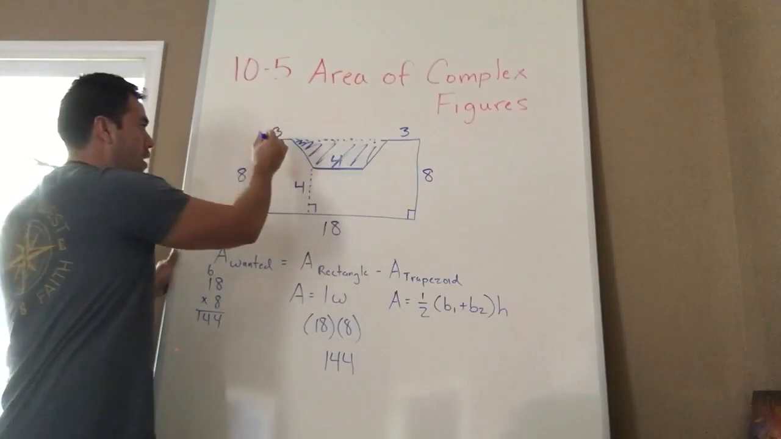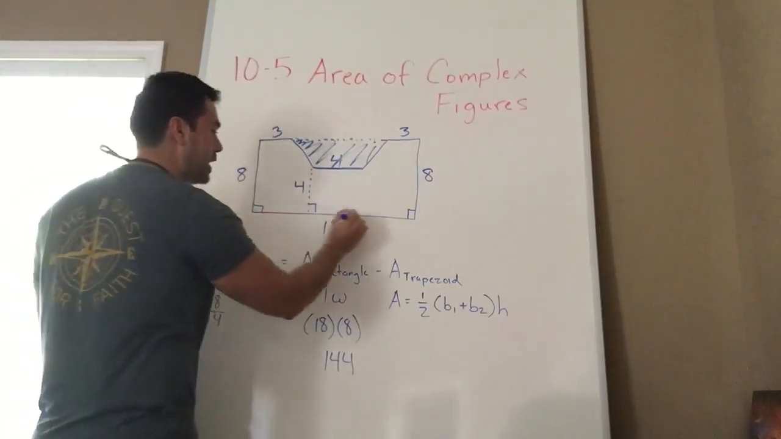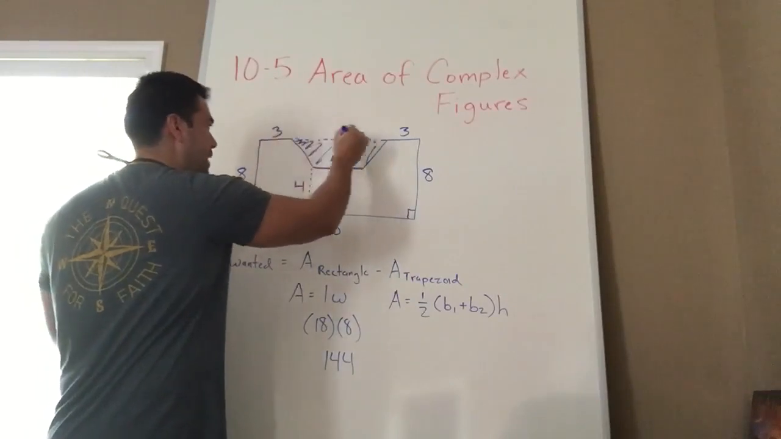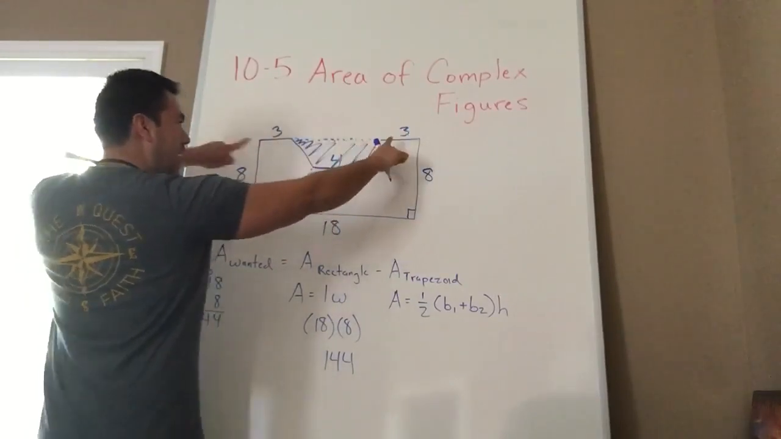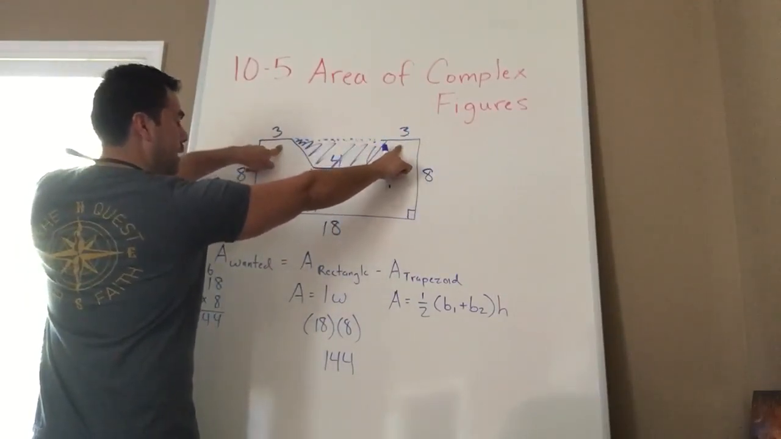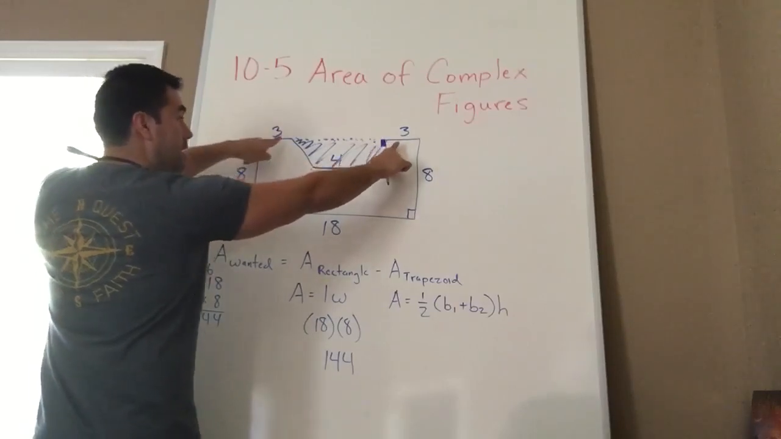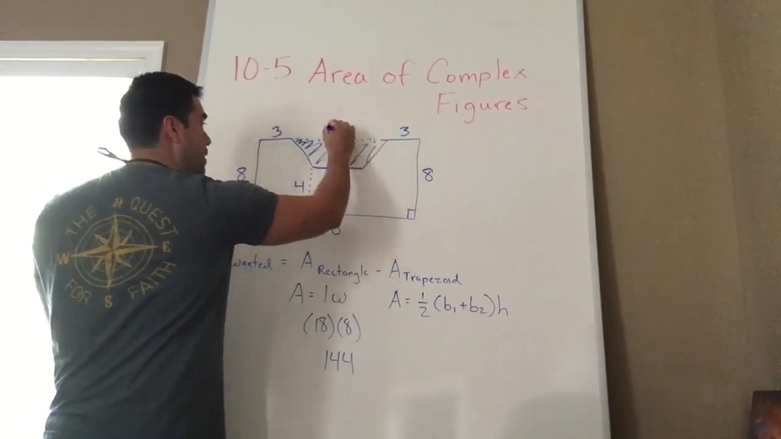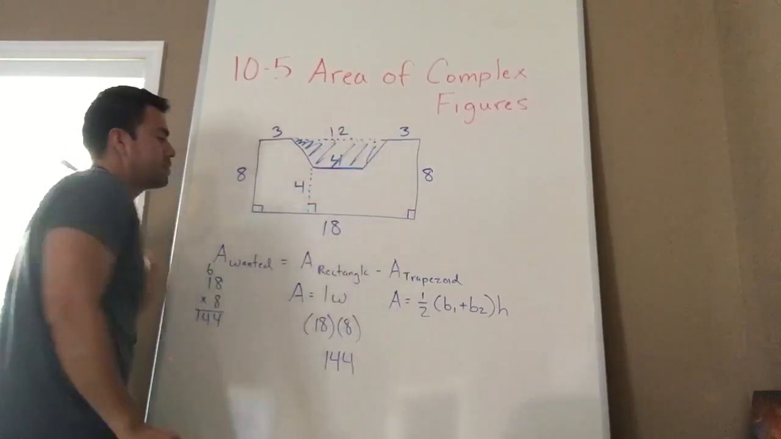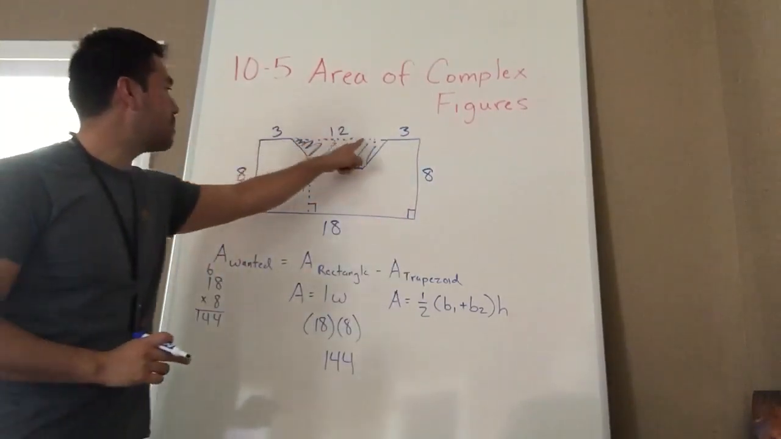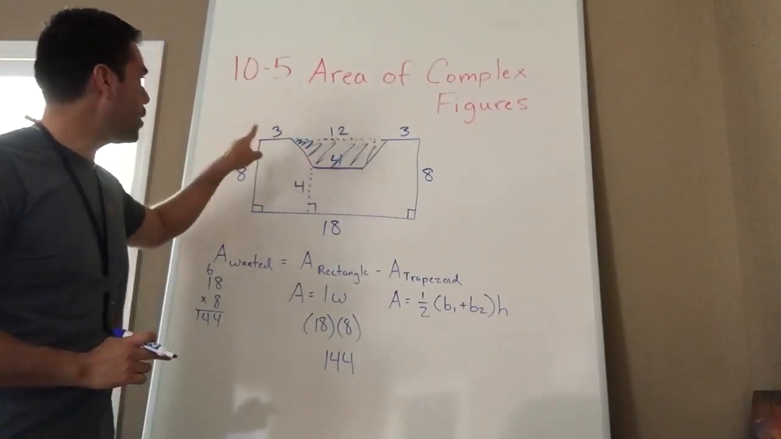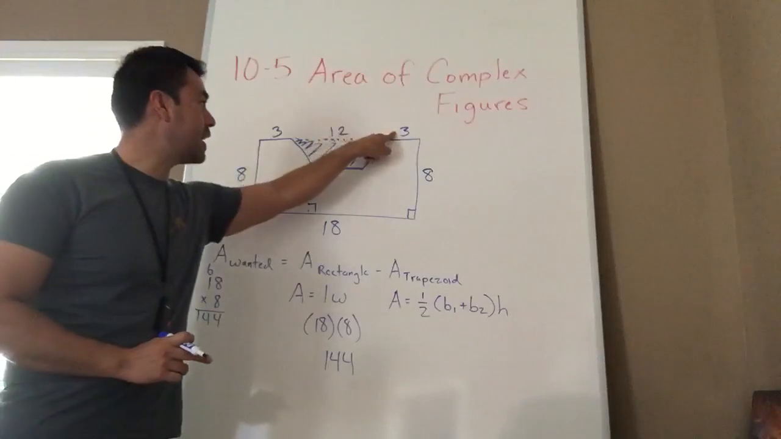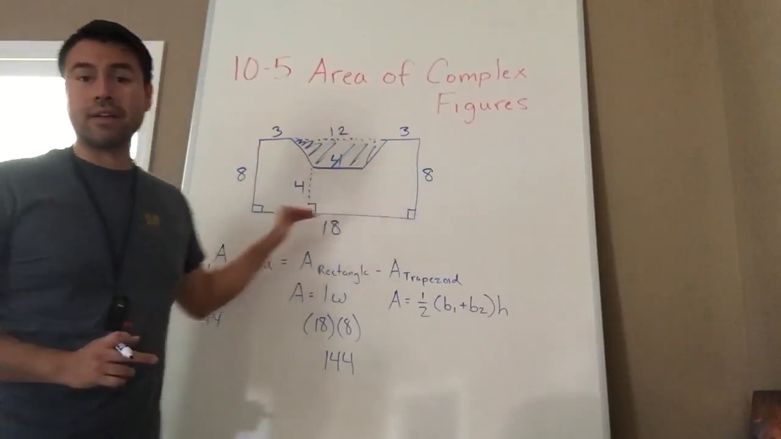I know that from here to here is 18, the whole way across. And then this should be 18 altogether. But then I have these two little portions of 3. Why don't I do 18 minus 6? 3 plus 3 is 6, so 18 minus 6 would leave me with 12. This second base is 12. How do I know? What's 3 plus 12? 15 plus 3 again, 18. And that matches up with down here.